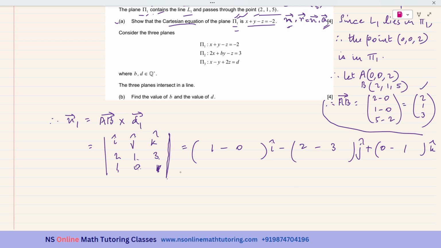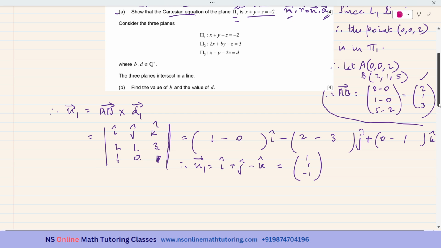Okay. Therefore, n1 is equal to 1i, which is simply i, and 2 minus 3 is minus 1, and there is a minus sign in front, so plus j and minus k. You can write it in this form or you can write it in this form: 1, 1 and minus 1.